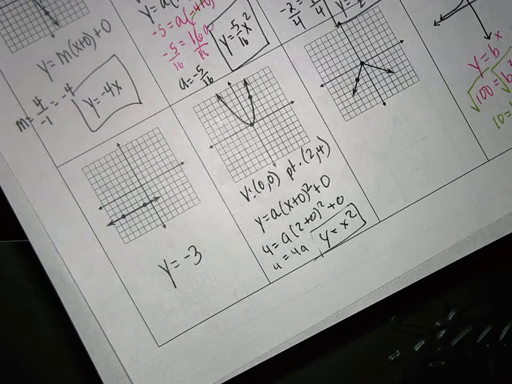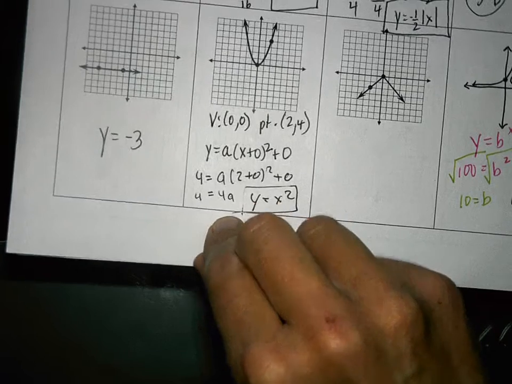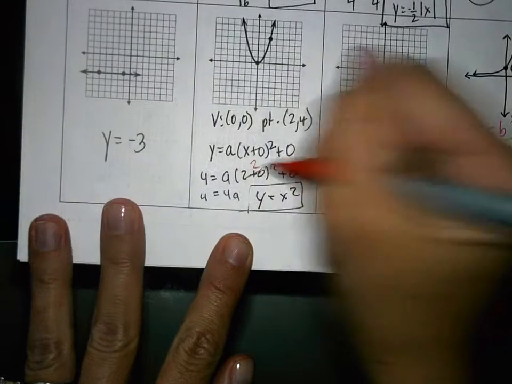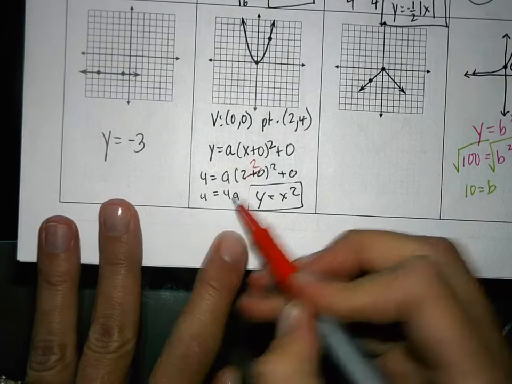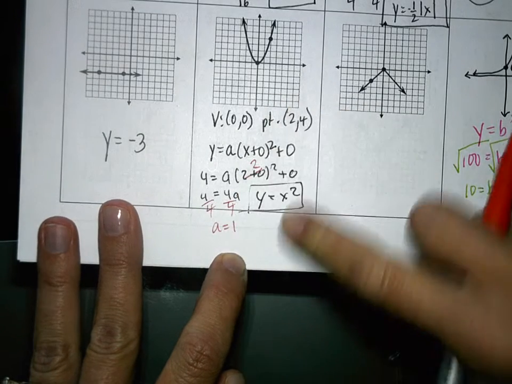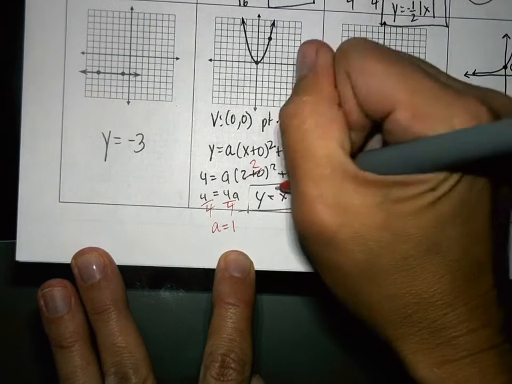I'm not sure if you saw everything that Kathel did here, but 2 plus 0 equals 2. 2 squared is 4, and then we divide by 4 to both sides to get a equals 1. Do you have to write the 1 in front? No. If you wanted to, you can, but it's unnecessary.